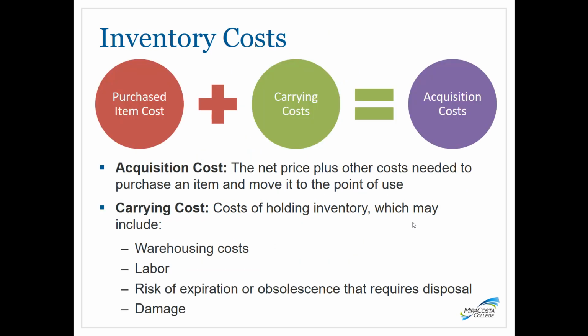Total inventory costs, known as the acquisition costs, is the purchased item cost on a purchase order plus the carrying costs, such as warehousing cost, labor, risk of expiration or obsolescence that require disposal, as well as damage. The more activities a company performs, such as storing it, moving it, insuring it, and processing it, the greater the cost. Recall last week, we discussed the increased cost for every time we touched a product within the warehouse. So this is just connecting the two concepts.